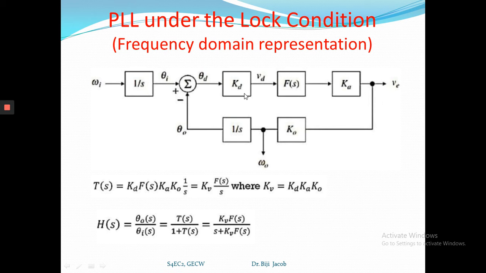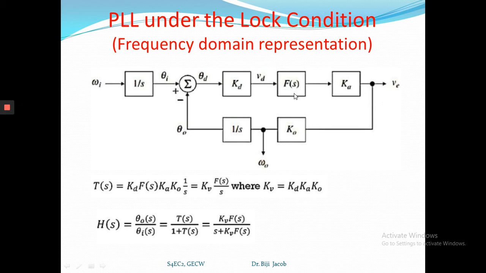Okay, the phase detector has got the gain KD. So you will be taking the difference between the input phase and the VCO's phase, so we'll be getting the difference in phase. Your phase detector will produce a difference voltage. That is passed through a low pass filter having a transfer function F of s. This will usually be a first order low pass filter using resistance and capacitance.